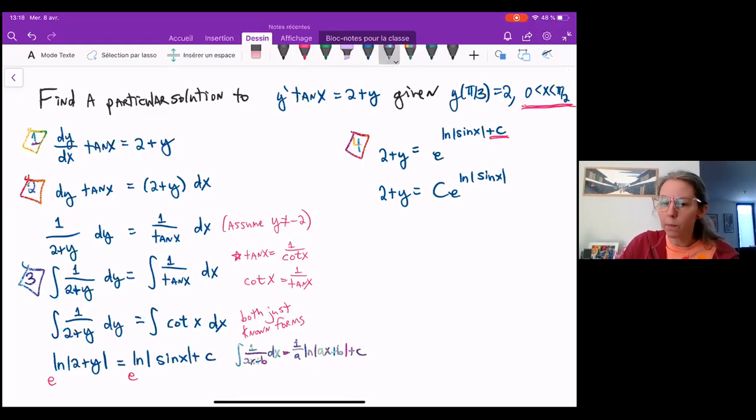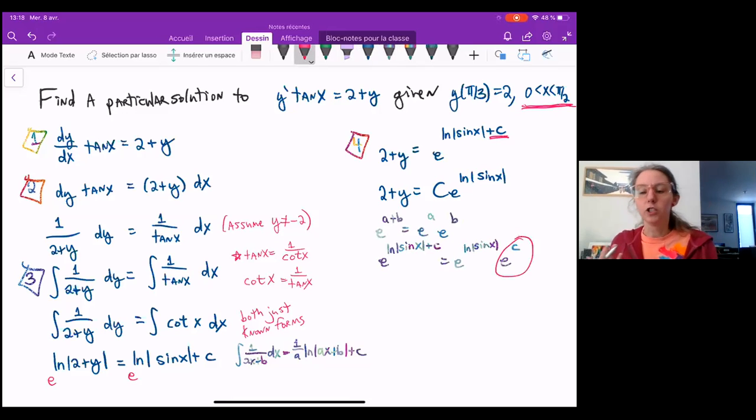Now if you don't remember why we can do that, we're basically saying e to the a plus b is equal to e to the a times e to the b. So e to the ln of sine x plus c is equal to e to the ln of sine x times e to the c. But that e to the c right there is just a constant. So I'm replacing it with c.